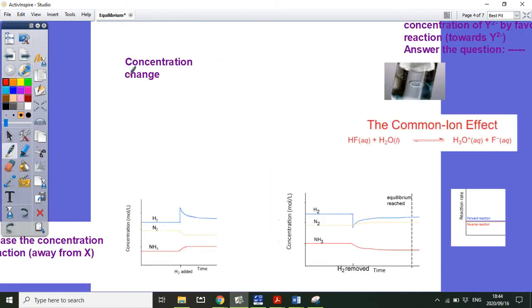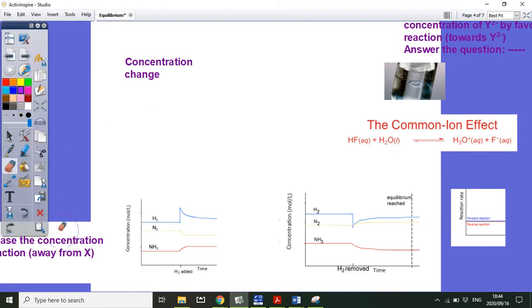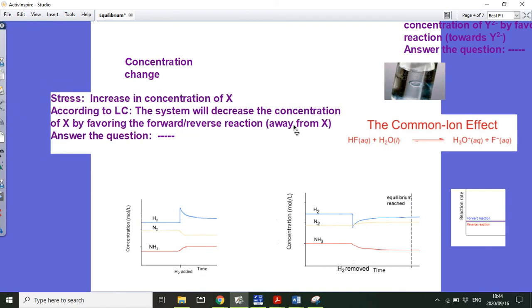Now the last one, for concentration, the explanation and the 4 points are pretty easy. Now if we look at a concentration change, the easiest one is if they tell you something is added. If they added something, it will just favor the reaction away from that something. So let's go through this step by step. If I say I've added X, the system will try to decrease the concentration of X by favoring either forward or reverse, but as long as you know that it's away from X, because now I'm trying to get rid of the X that I added. And then you answer the question.